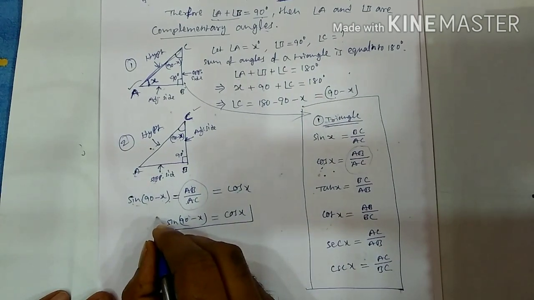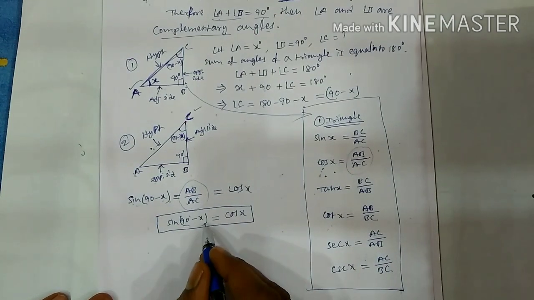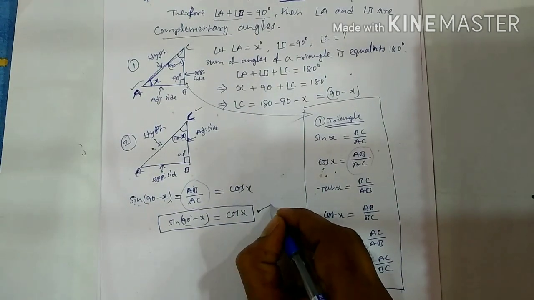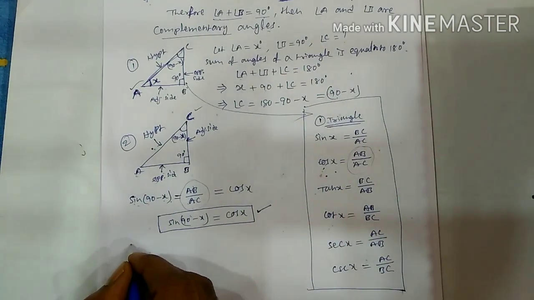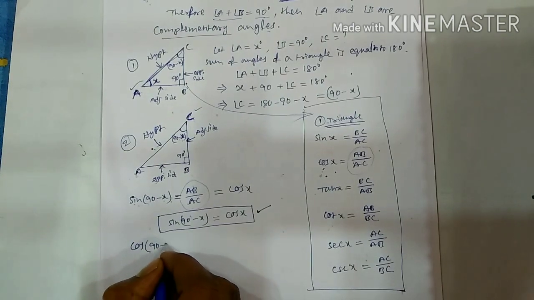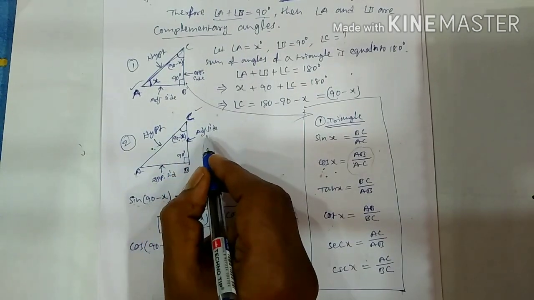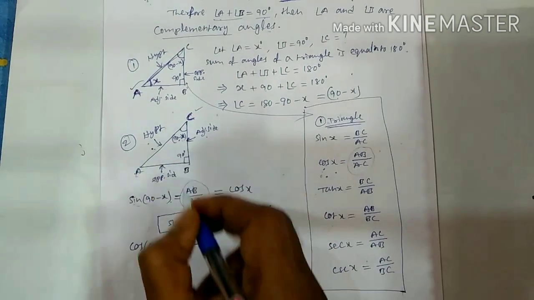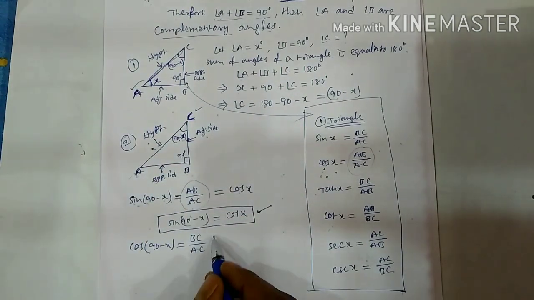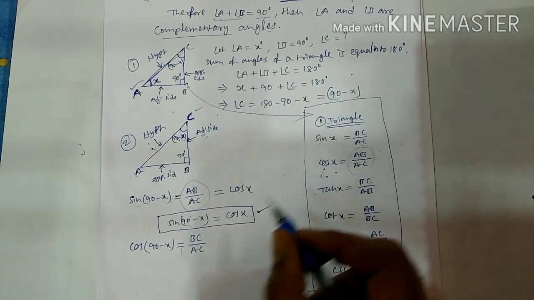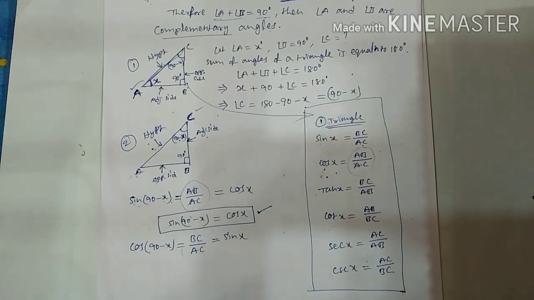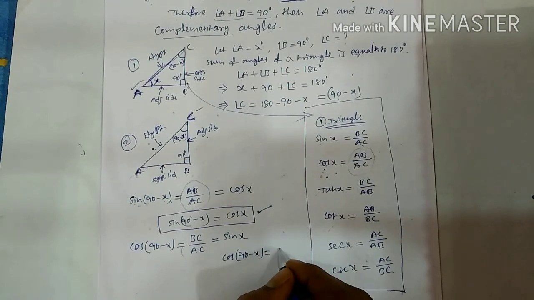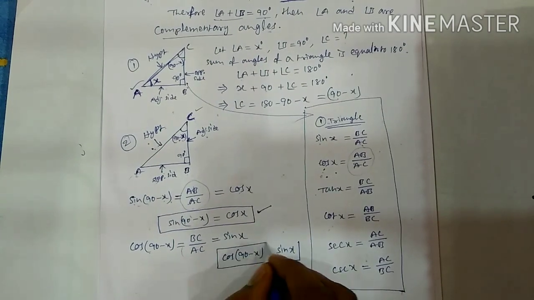This is the complementary angle ratio: sin 90 minus theta is equal to cos theta, or sin 90 minus X is equal to cos X. This is the first formula. Next, similarly, cos 90 minus X. Cos 90 minus theta is adjacent side by hypotenuse, that is BC by AC. BC by AC is sin X. So our formula is cos 90 minus X is equal to sin X. This is the second formula.